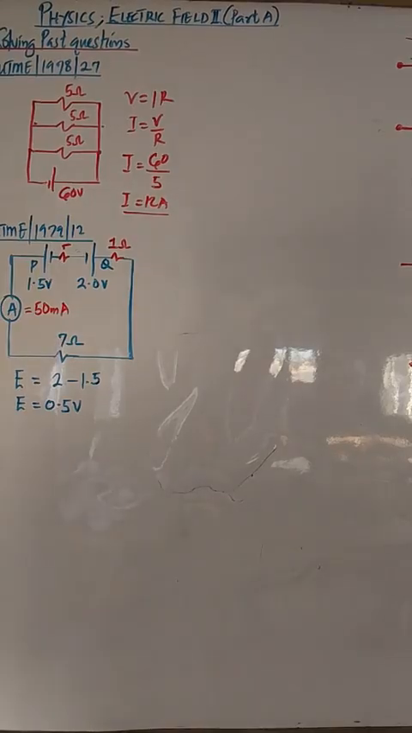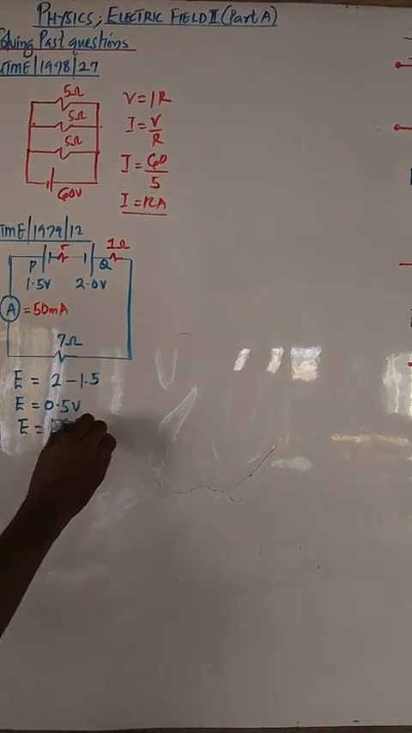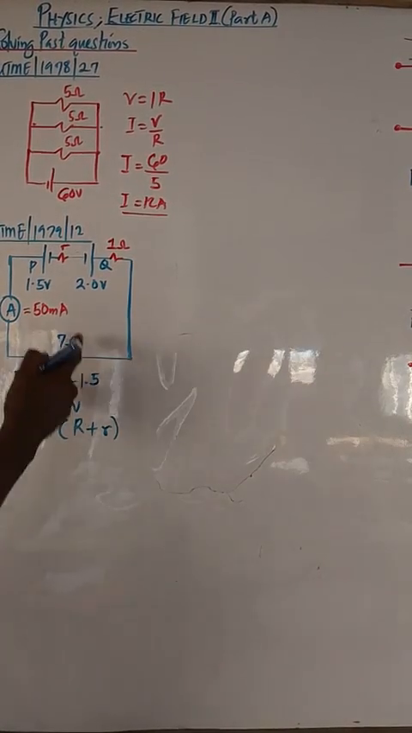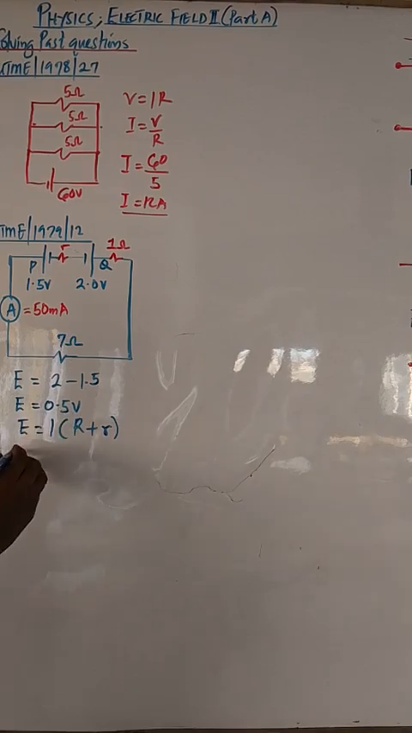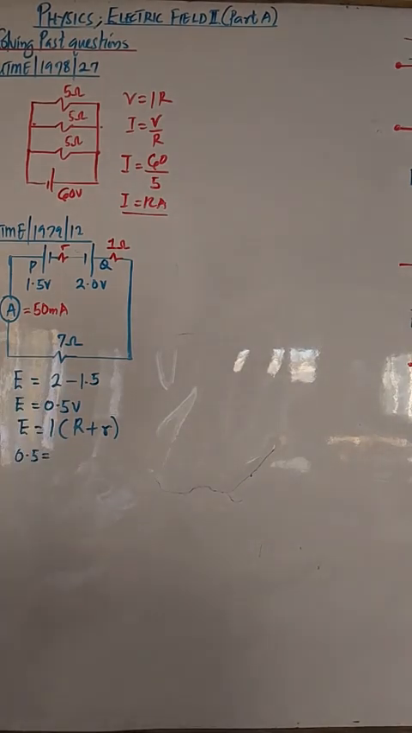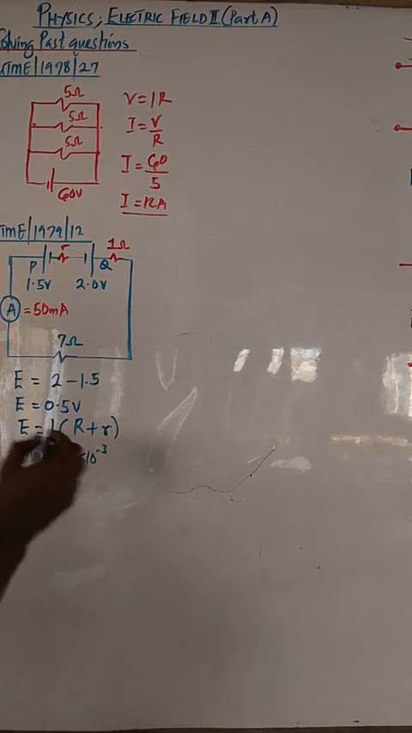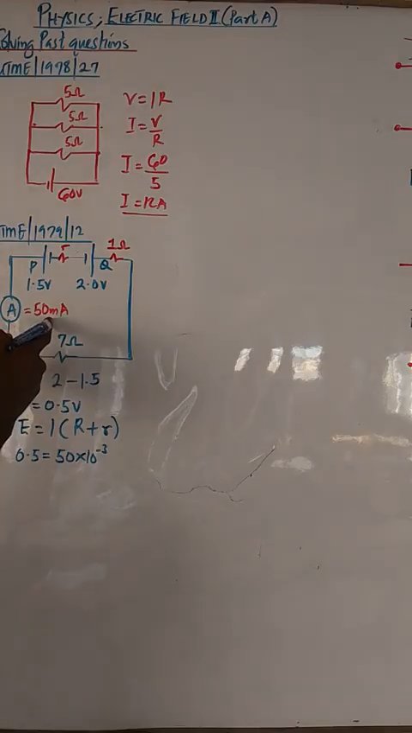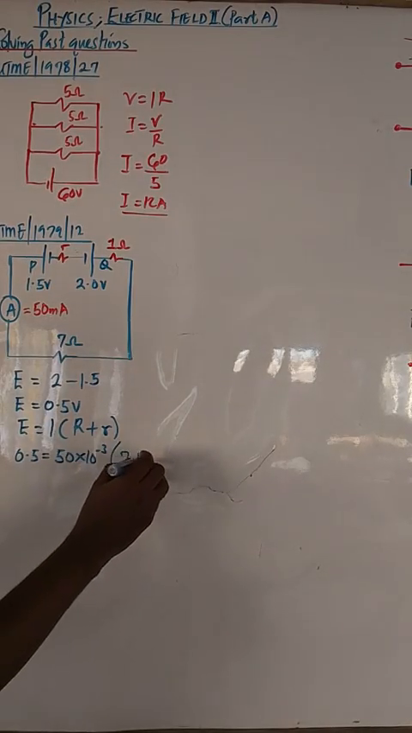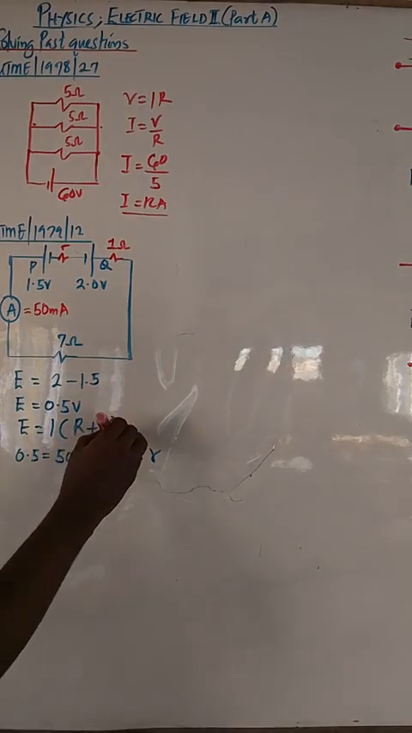Now we know the total EMF. What is the formula? Total EMF E equals to I into R plus R. So this R is the external resistance, which is going to be 7. Our E is 0.5. Our I is 50 milliamperes. 50 milli actually means 10 to the power minus 3, because current is ampere, there is no milli normally. So this milli you have to replace with 10 to the power minus 3, into 7 plus R. This R now is not the effective, it is the internal resistance of the 2 cells.